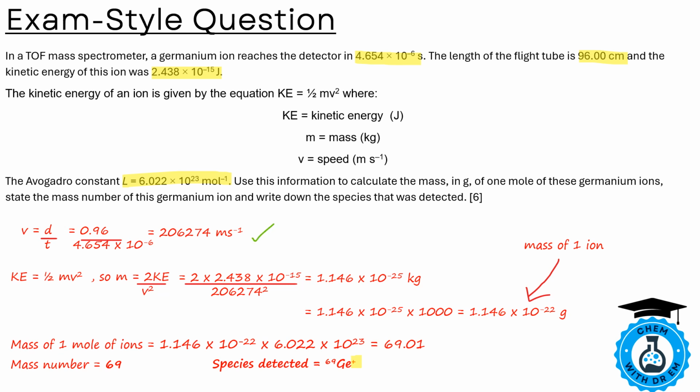This is 6 marks: 1 for the velocity, the 2nd mark for the mass in kilograms, the 3rd mark for the conversion to grams, then the overall mass, then the mass number, and then the actual species with the positive charge on the end.